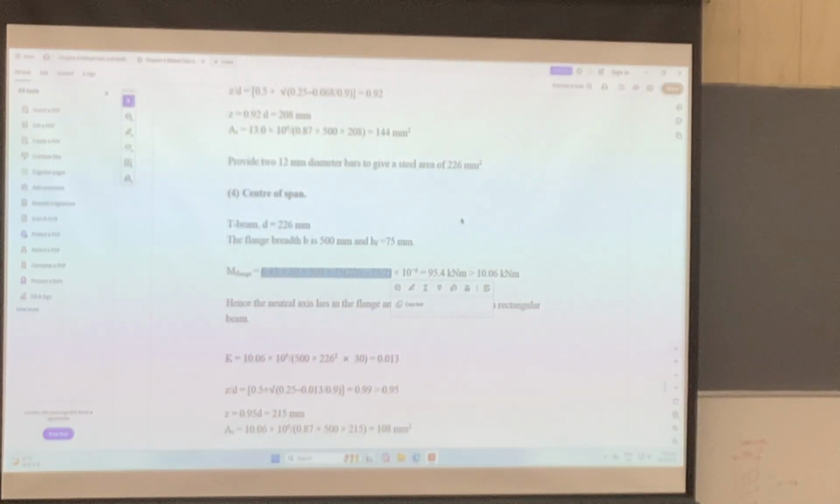The bending moment is just 10.6 kN·m, right? If the neutral axis were at this location, then your bending moment would be equal to 90-something. But right now your bending moment is just 10, so your neutral axis must be within the section, within the slab. That means you can use the rectangular equation.